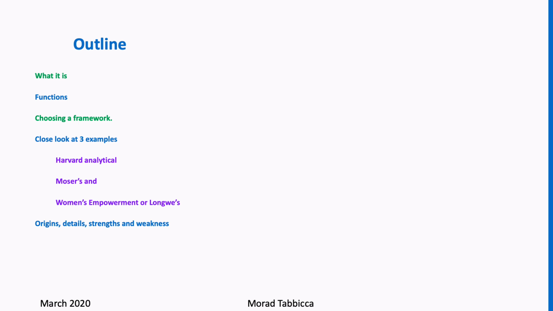So today we are going to look at gender analysis. We are going to look at what gender analysis is, what gender analysis examines, and how to choose a framework. We're going to look at three frameworks: the Harvard framework, the Moser framework, and the Women Empowerment framework. We're going to look at the origins of the frameworks, the details, and the strengths and weaknesses.